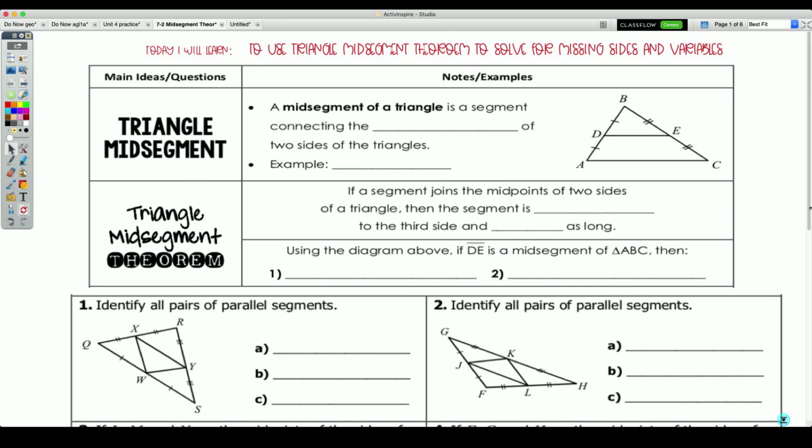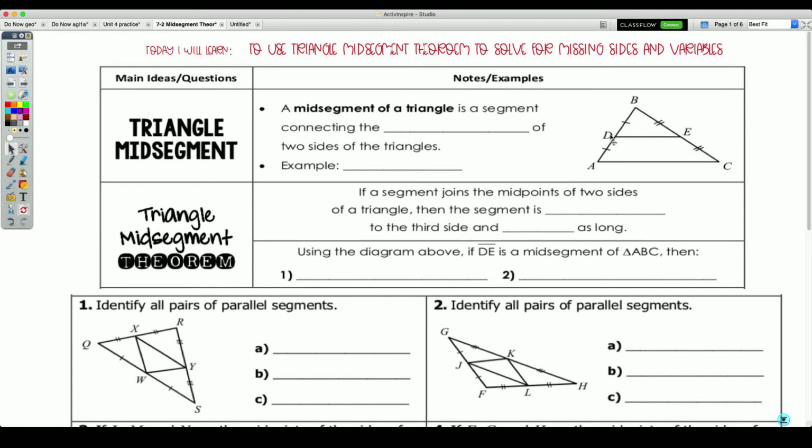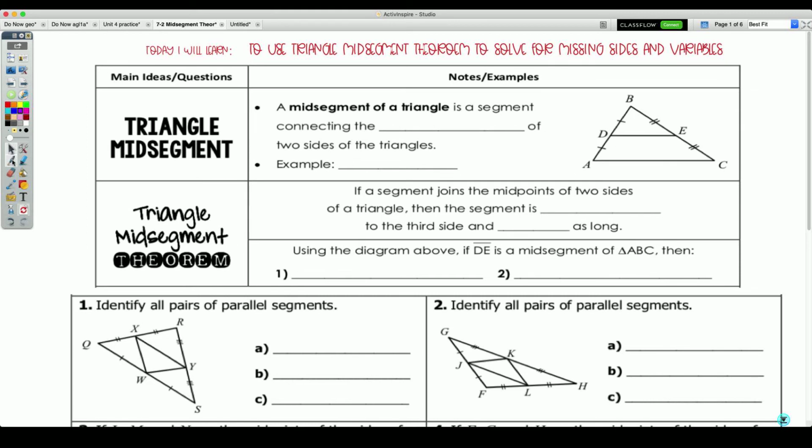Okay, so triangle midsegment theorem is our next lesson. A midsegment is the piece in the middle here. So midsegment sounds similar to a word that we know already, right? What other word do we know that uses mid? Midpoint. Midpoint, yes. So these actually connect to midpoint. So D is a midpoint and E is a midpoint.